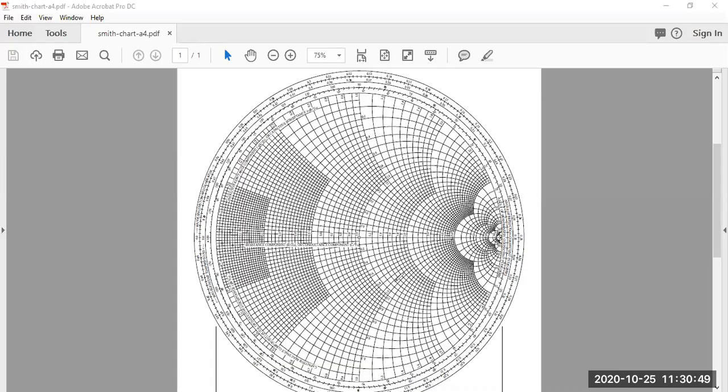Okay, so let me continue with the solution of the example that we are trying to solve. So this is the location of our load. So this is ZL dash. Also, we need to draw a rotated circle.